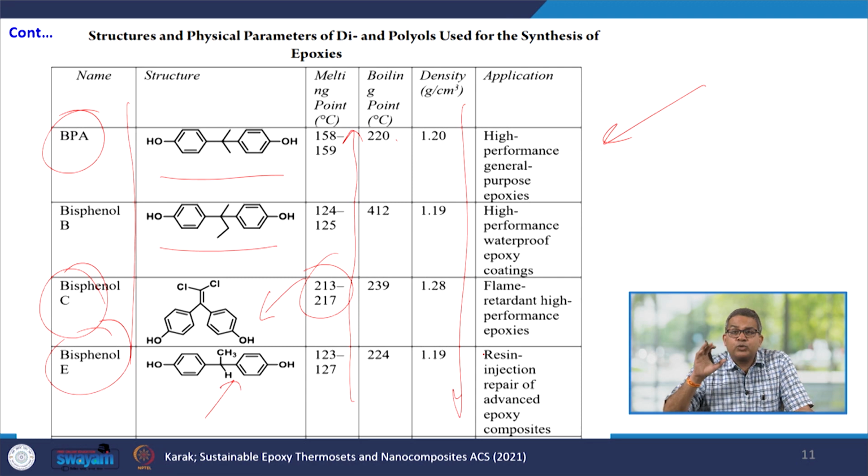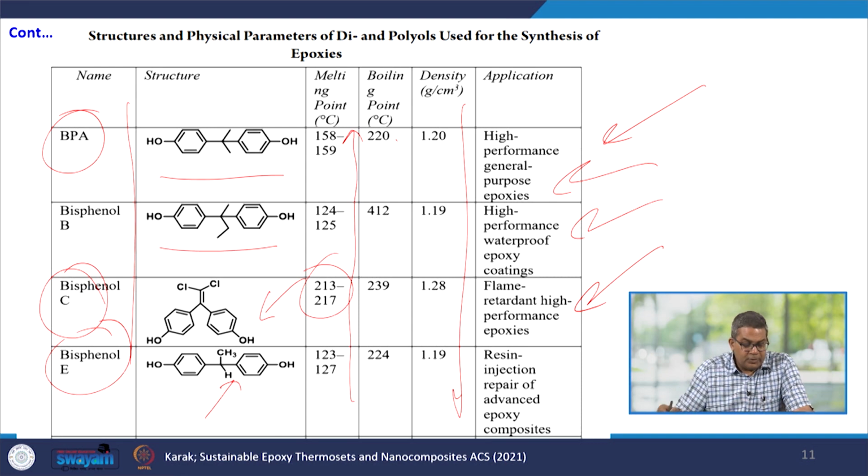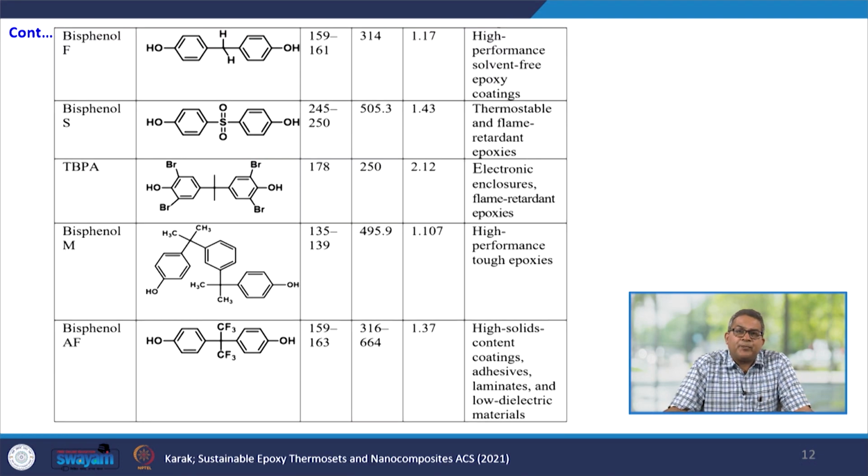But the crucial part is their application. For high performance general purpose epoxy, you can use bisphenol A. Then for high performance waterproof epoxy coating, you can use bisphenol B. And if we are looking for a flame retardant high performance epoxy, bisphenol C offers a better candidacy. Then for resin injection repair, if needed, bisphenol E.